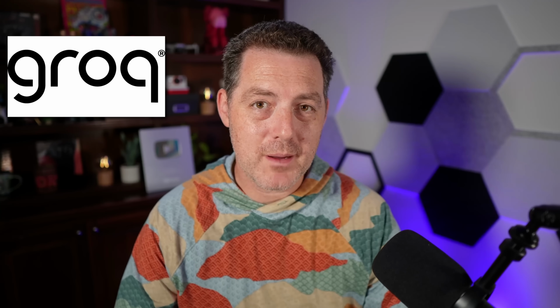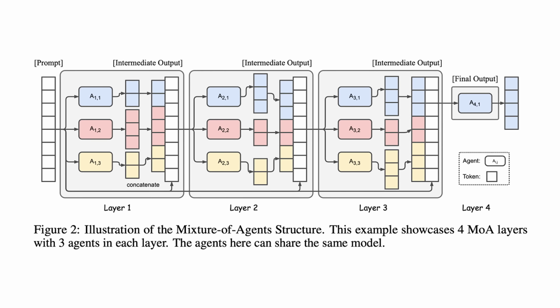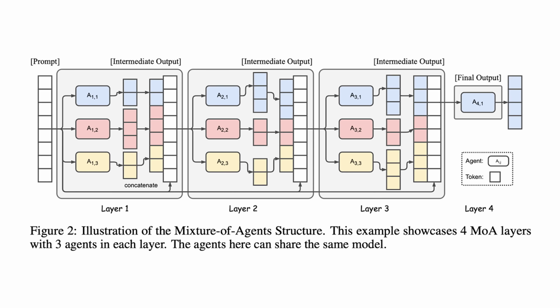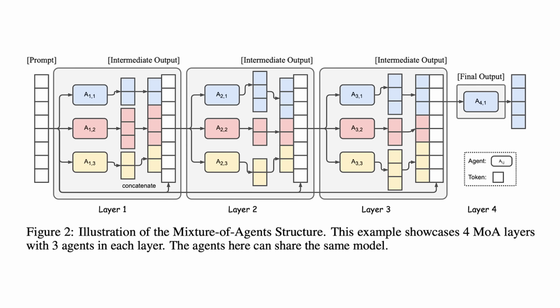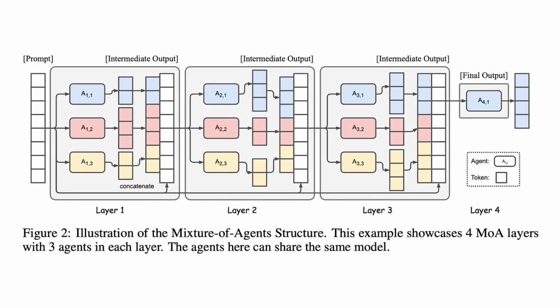So Groq just dropped Mixture of Agents natively. For those of you who don't remember, Mixture of Agents allows you to take, quote unquote, less capable models and make them incredibly capable, nearly GPT-4o level. And I made an entire video about exactly how it works. I'll link that in the description below.